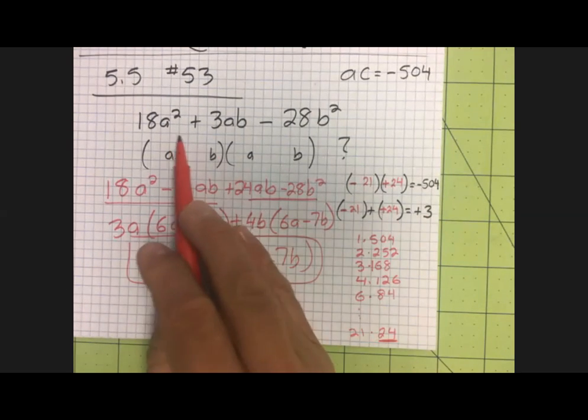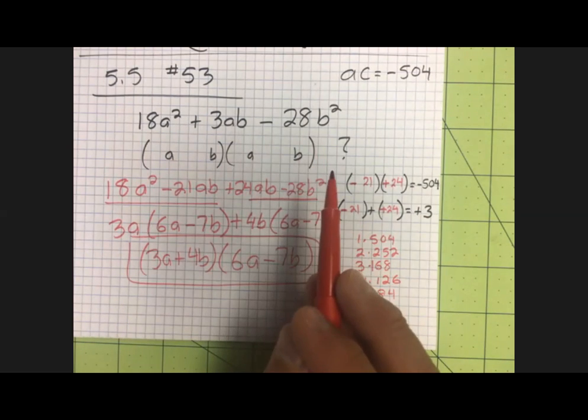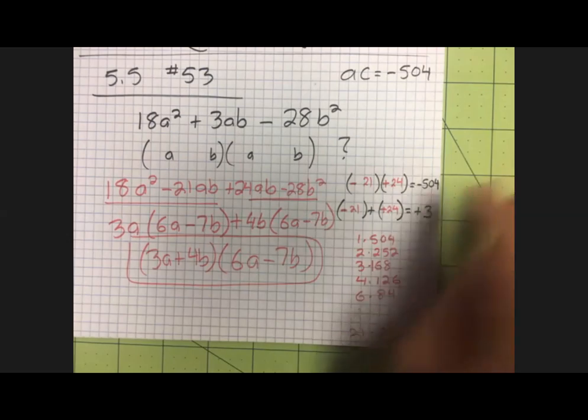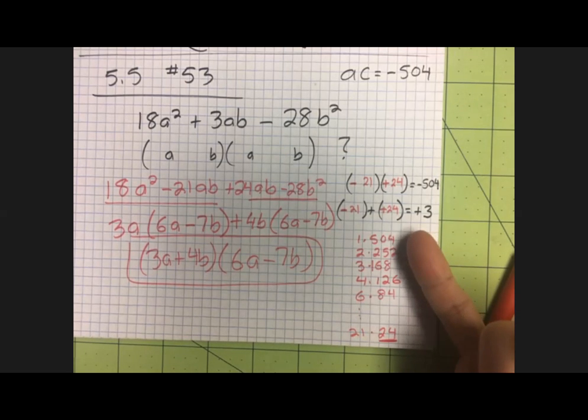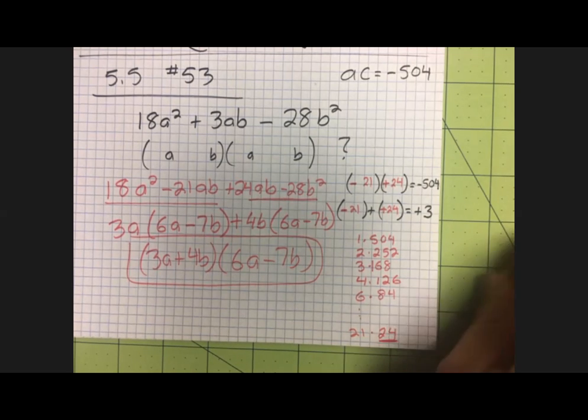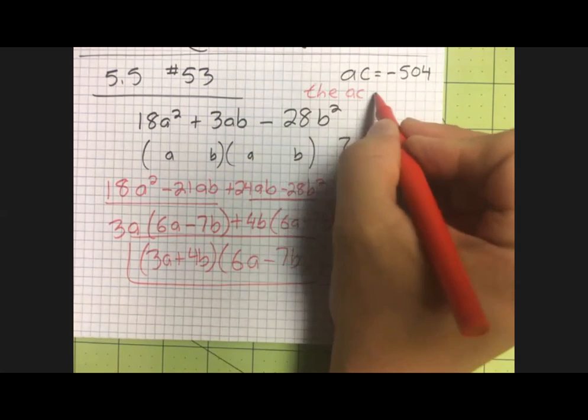Could you have just guessed this with the factors of 18 and the factors of 28? Yes, you could. I mean, it's possible to guess it. But what I'm saying is if you try and guess it and you don't get anywhere in a minute or two, you can always use this method. This method always works. People call it the AC method.